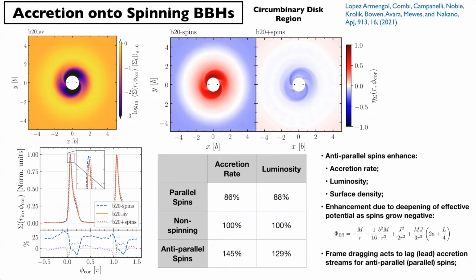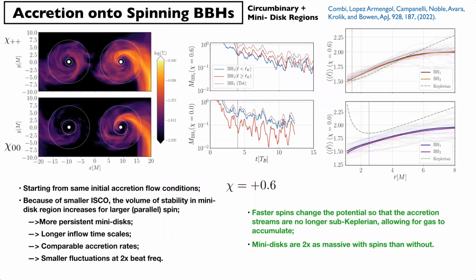That deepening of the potential can lead to greater luminosity and accretion rate as it draws more material in, whereas the parallel spins help repel gas there, because of the frame dragging effect. So there are measurable changes within the gap. And we wanted to also see how this affects the mini disks.